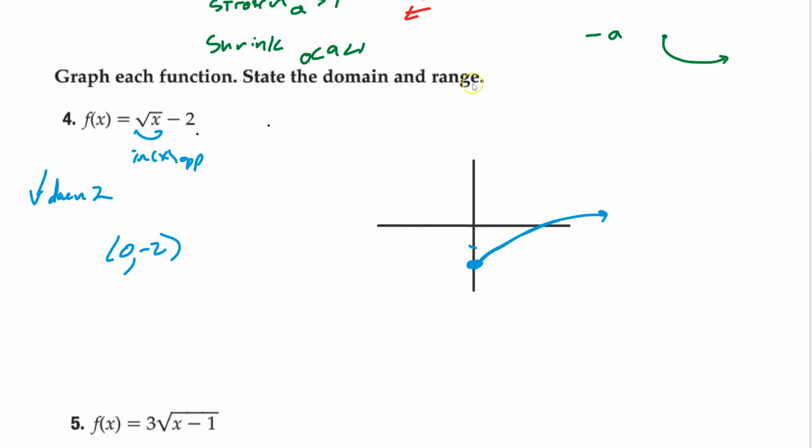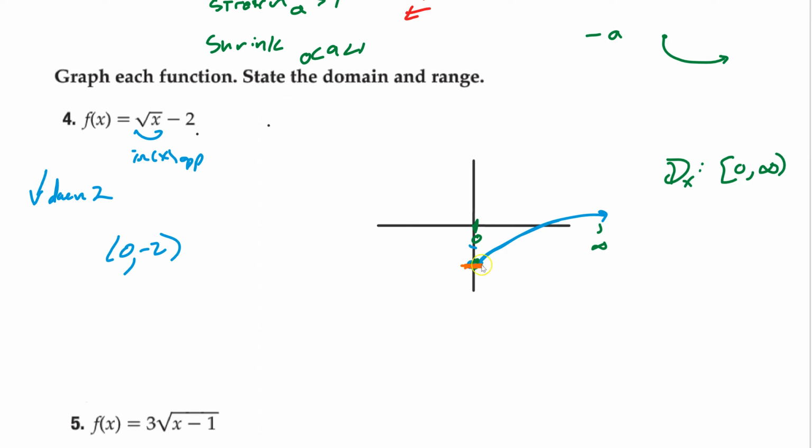Now they want to do domain and range. So remember, domain is x, range is y. So domain, x values, where do you start? Right here. Start at 0 and go all the way to infinity. Bracket because it's a closed circle. Parenthesis because infinity can never touch. It's always a parenthesis.